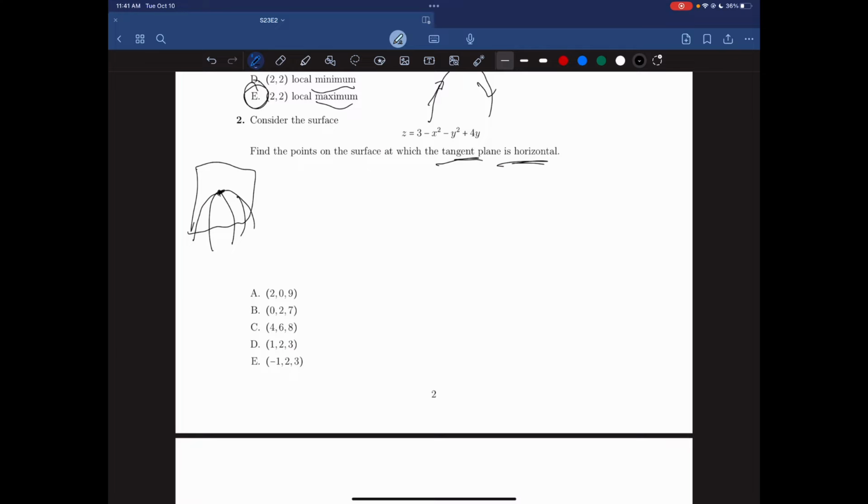If you think about it, with a paraboloid, the tangent plane is only going to be horizontal where the gradient is equal to 0, which implies it is a local min or max. So the gradient of f(x,y) is just going to be negative 2x, negative 2y plus 4. Setting these equal to 0, we get negative 2x equals 0, therefore x equals 0. Negative 2y plus 4 equals 0, y equals 2, so we have 0, 2. That is our only critical point, so B has to be our answer.